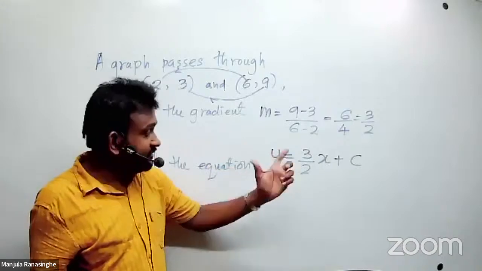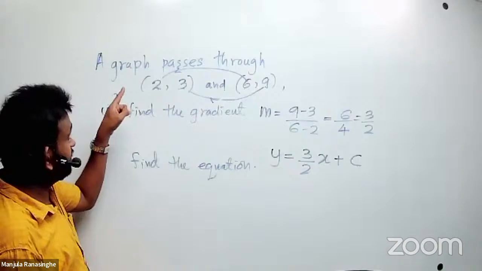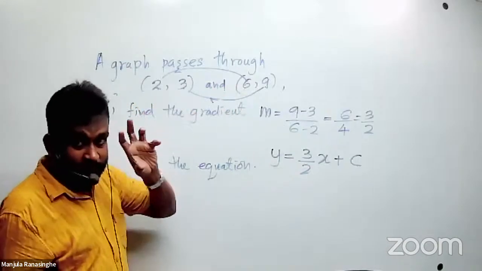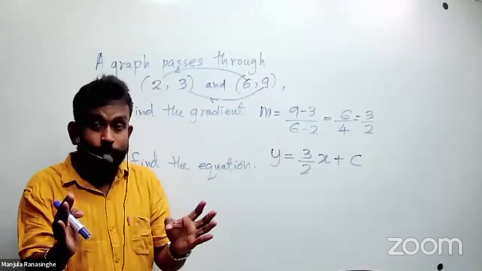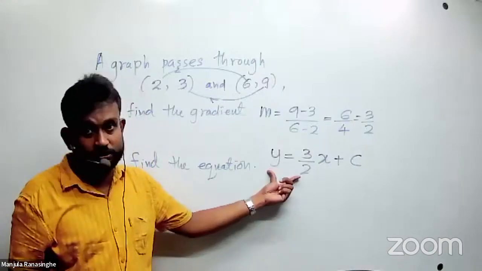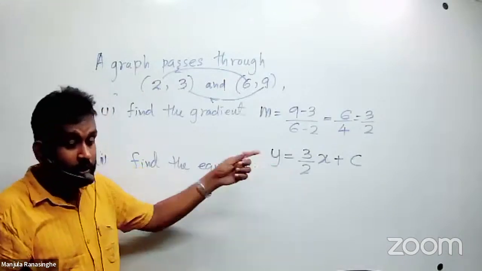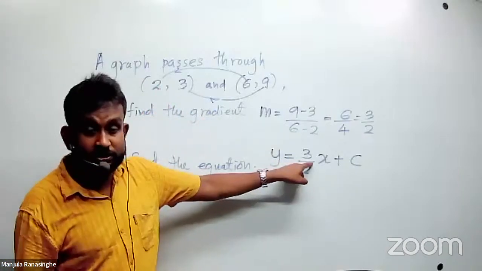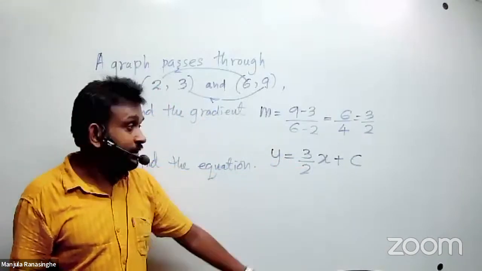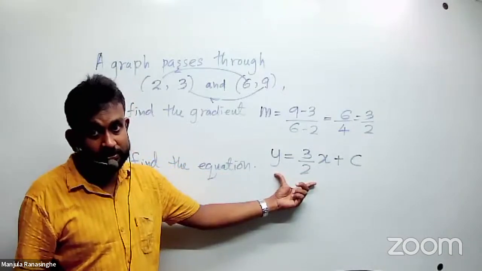This is the equation I need. That equation passes through these 2 points. If any equation passes through a point, it means that particular point satisfies the equation. So we can substitute any point into the equation and find out the corresponding c for the y and x coordinates.